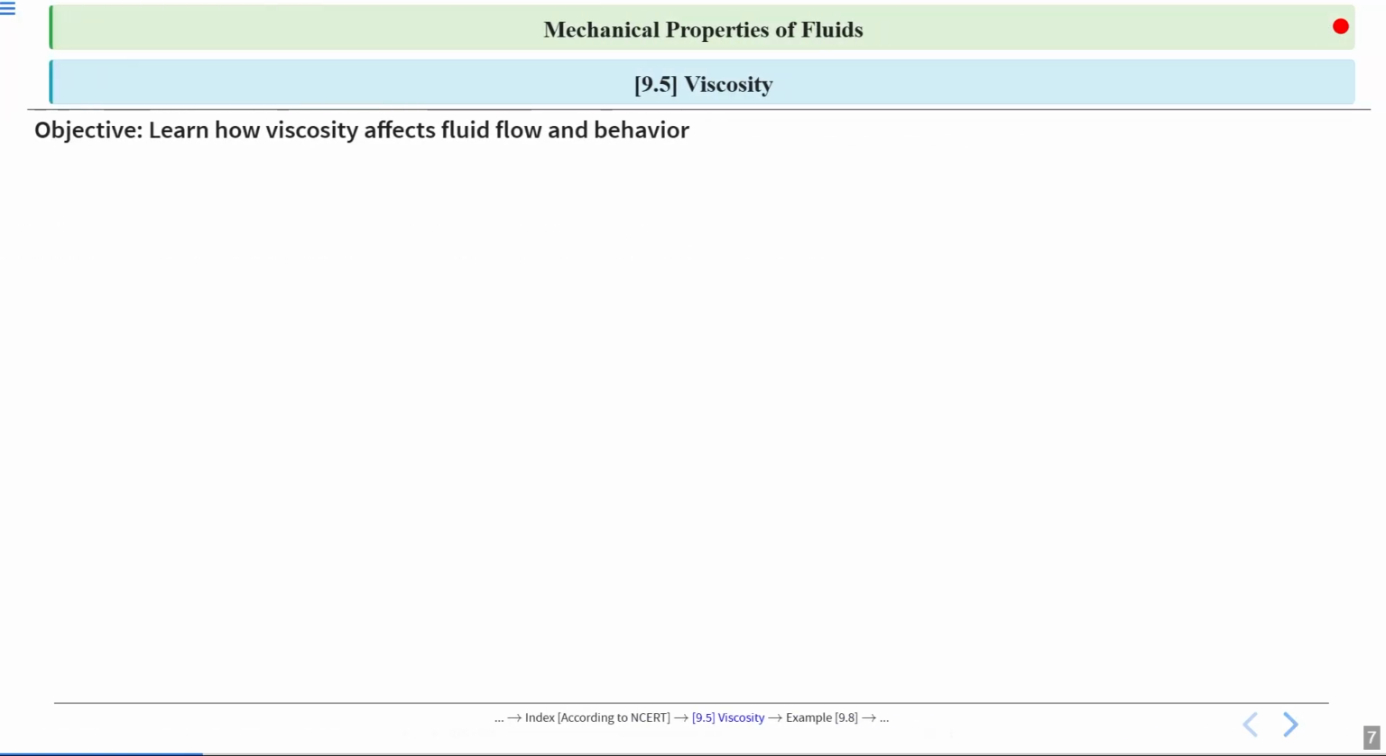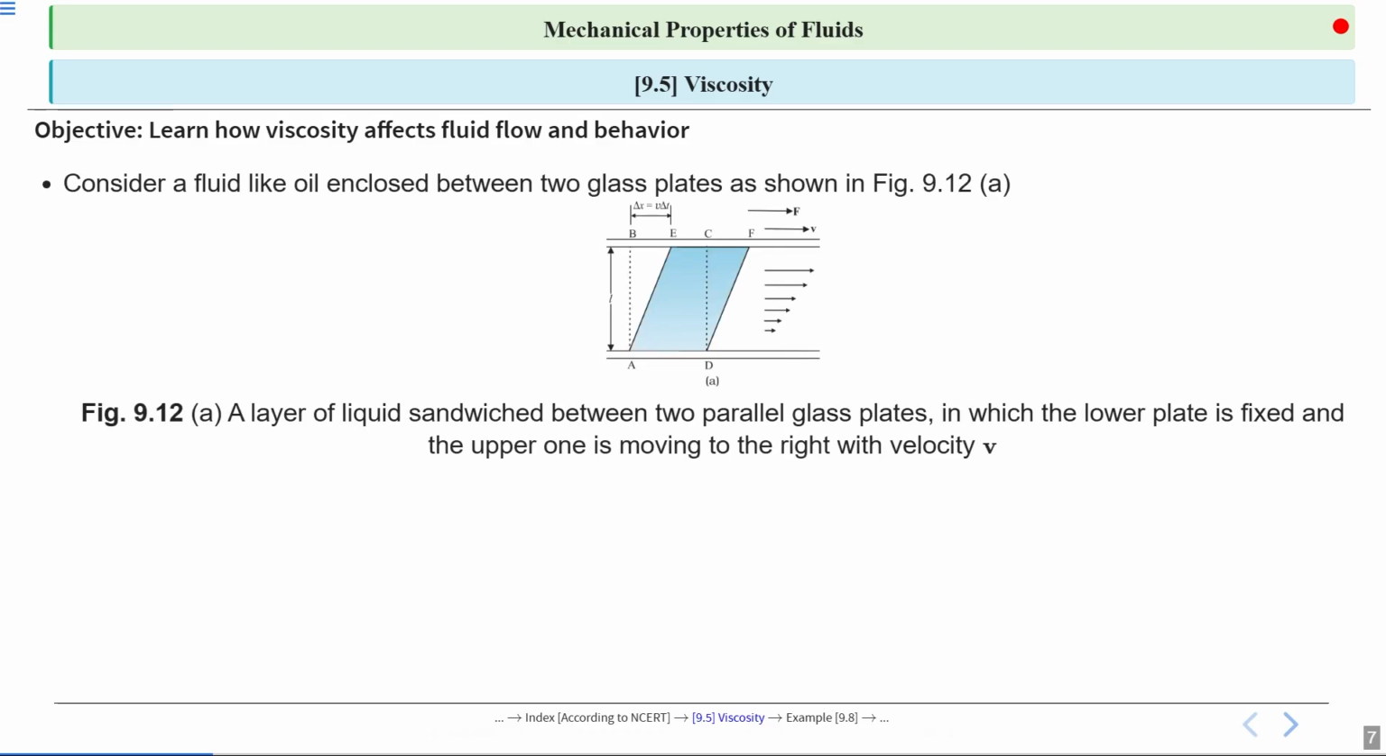Now, we will learn how viscosity affects fluid flow and behavior. So, let's consider a simple setup. Imagine a layer of oil trapped between two glass plates, as shown in figure 9.12. A layer of liquid is sandwiched between two parallel glass plates, in which the lower plate is fixed and the upper one is moving to the right with velocity v.